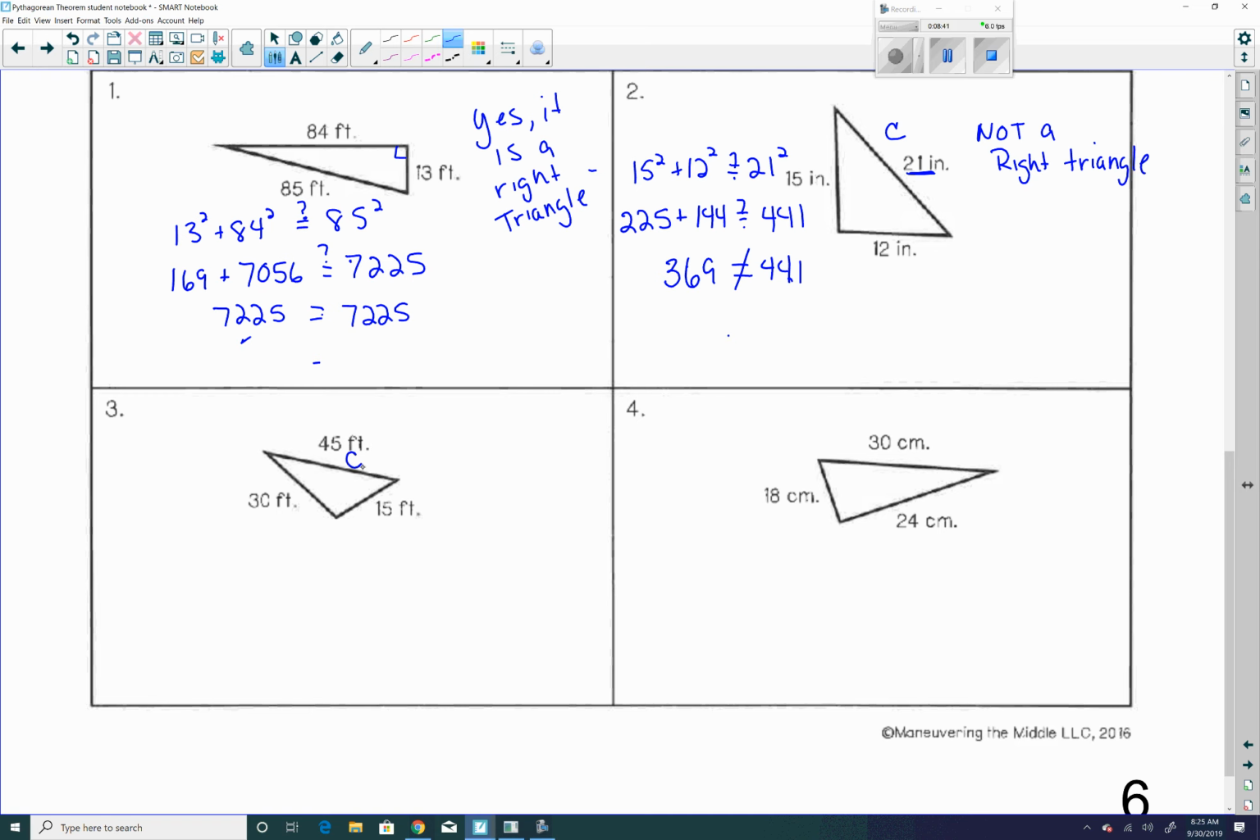Okay, I'm going to give you a minute or two to get ahead of me. Not quite a minute or two, maybe a few more seconds. This way you're checking your work, you're not just copying from me. So please try to get ahead on number 3. I'll set this one up. It's going to be 30 squared plus 15 squared. Does that equal 45 squared?